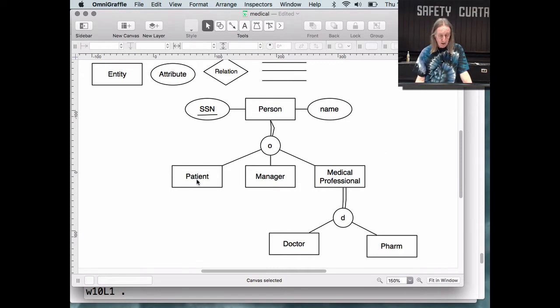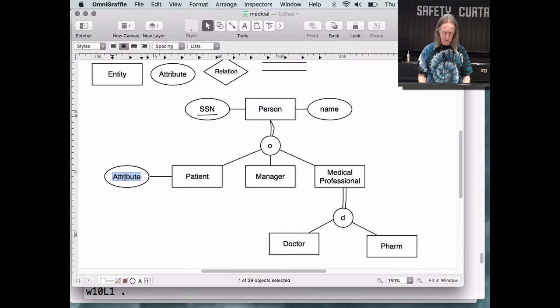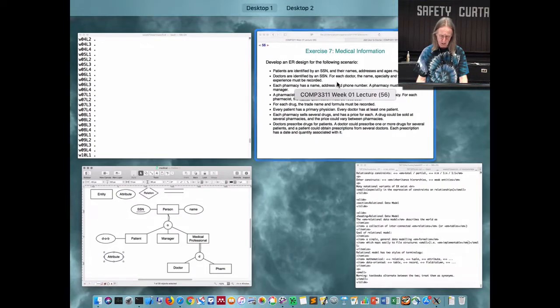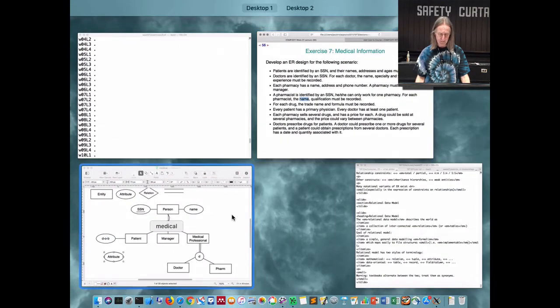All right. So what's interesting about a patient that is more than just being a person? And if we go back and look at the requirements, I think we're going to find one of the things was age. But remember, we decided last time that age was not a great thing as an attribute, so we'll use date of birth. And the other attribute, if I remember correctly, for a patient, address. We need their address.